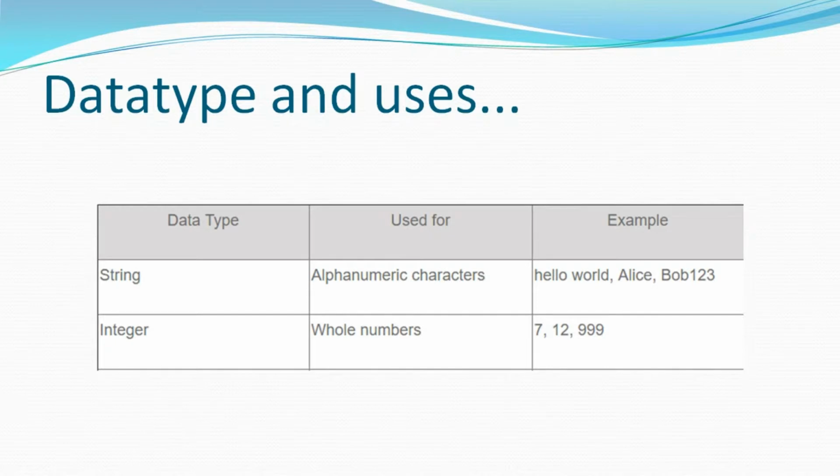As I told you, a data type translates what type of data a variable is having and what mathematical and logical functions can be applied on it. So here our data type is string, that is used for alphanumeric characters. For example, hello world, that is a string, or sometimes Bob123, that is a string. The second one is integer, that we all know, that is used to hold whole numbers, in the form of 7, 12, and 999.